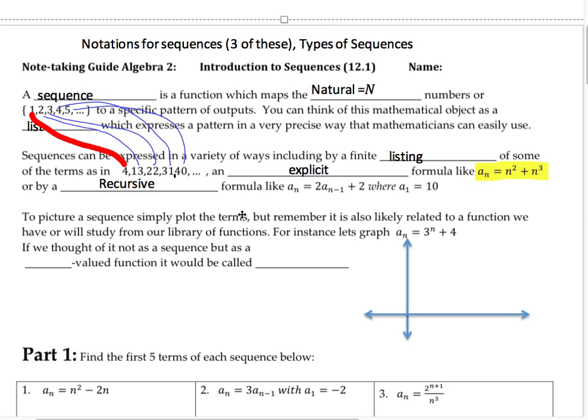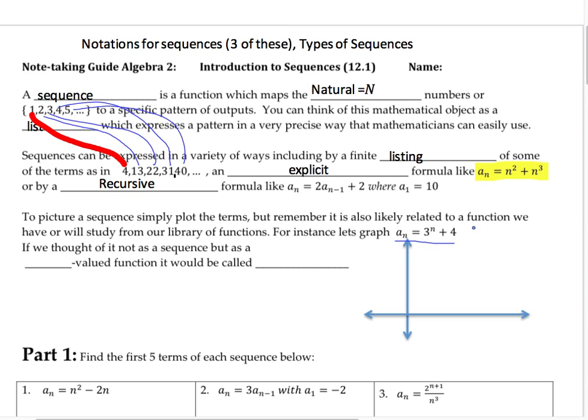Okay, so before we move on and actually start working with these notations, I thought we'd just go and think about how sequences relate to functions a little bit more in depth. So first of all, let's think about this sequence right down here. So how about this sequence right here?